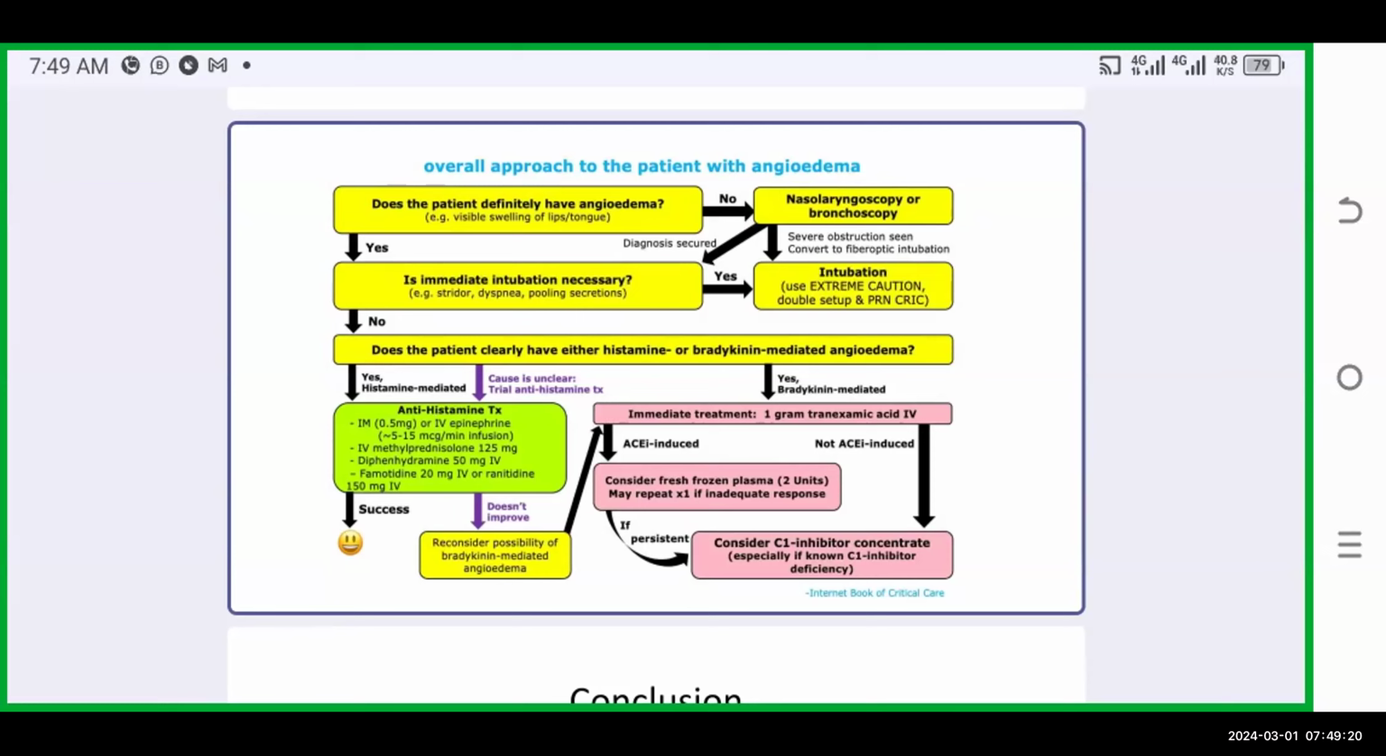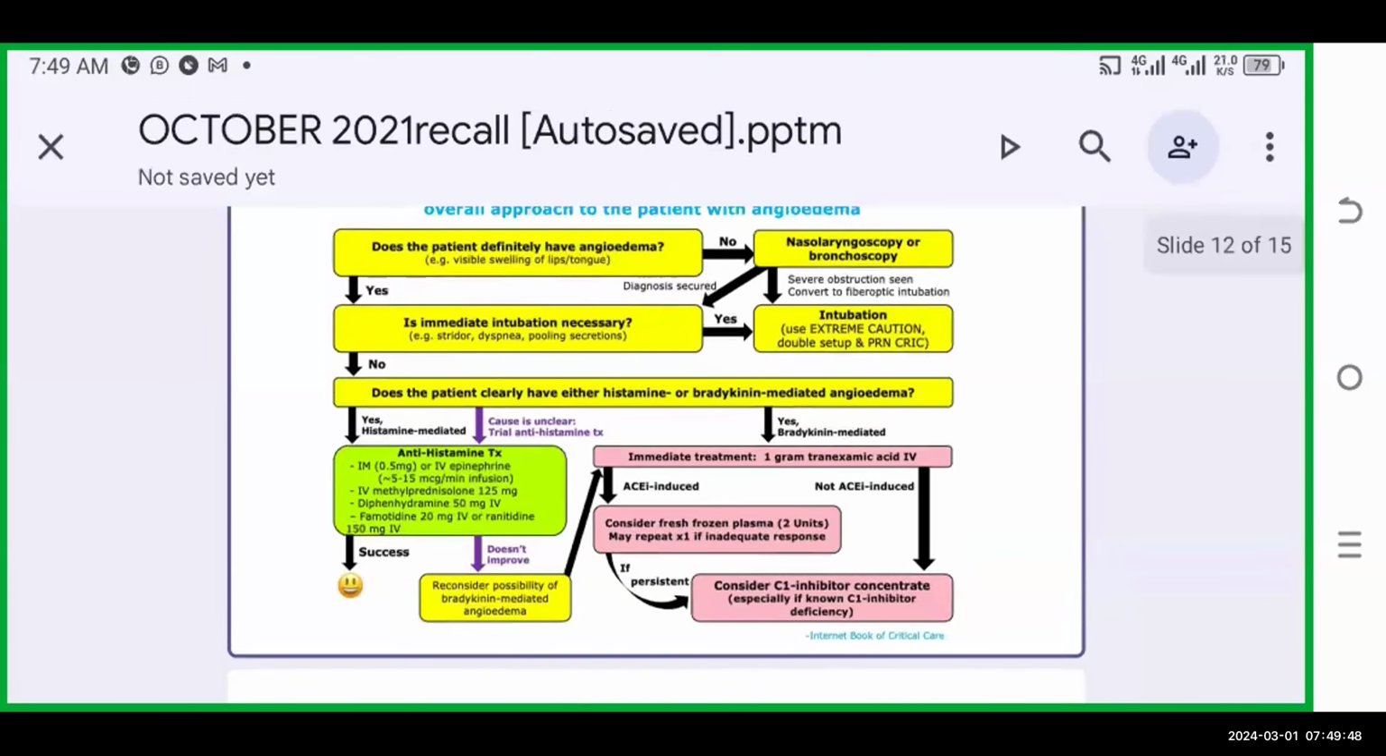The first thing you want to do, like I said, is call the ENT surgeons and alert the ICU. The ENT surgeon goes ahead to do a nasolaryngoscopy or bronchoscopy, and if severe laryngeal edema is seen, they intubate and treat the patient as the critical case he is. But if the patient does not need immediate intubation, you want to determine: is it histamine or bradykinin-mediated angioedema? Many times you might have a history, as in this case, and you can know with certainty that it is bradykinin-mediated.